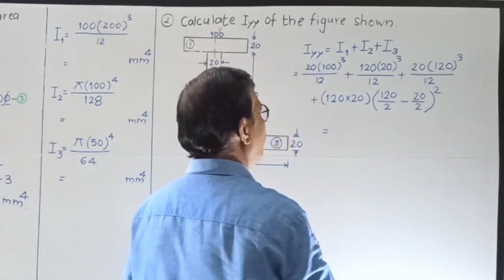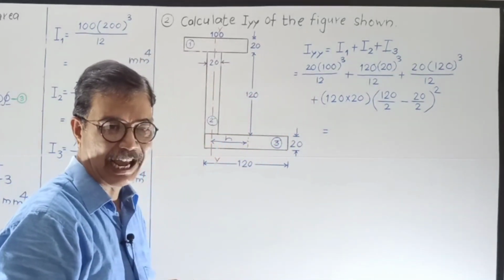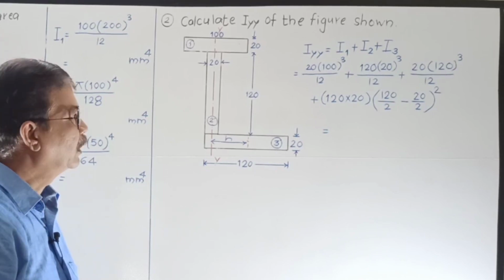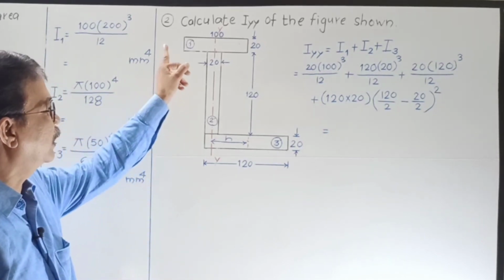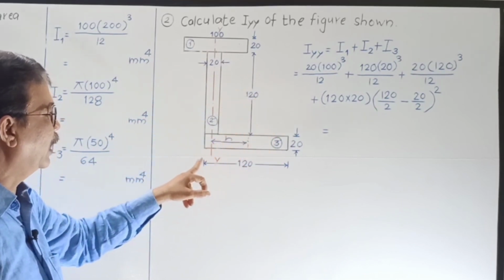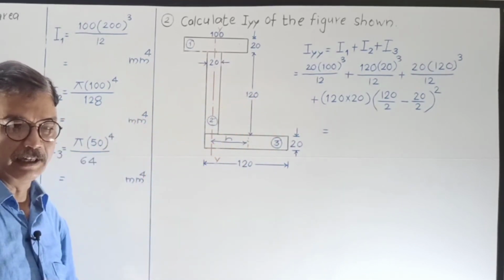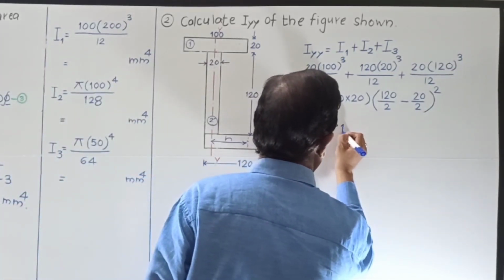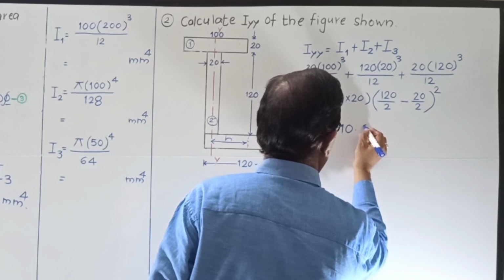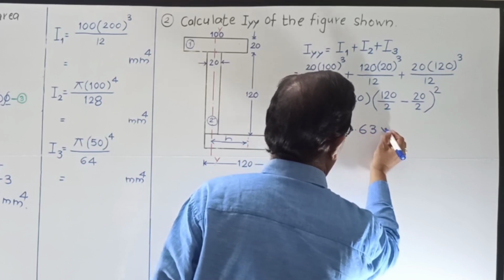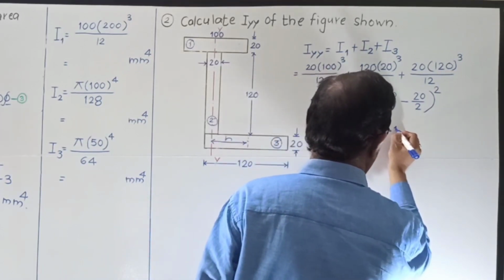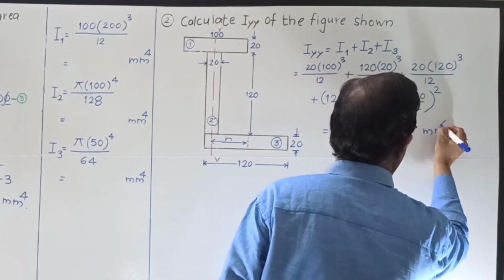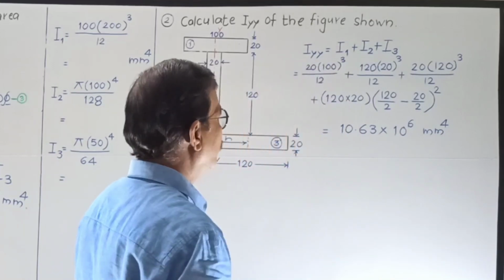In this manner, you can get the value of I_YY totally. Calculate I1, I2, I3 and add them. You will get the value of I_YY as 10.63 into 10 raised to 6 mm raised to 4. This was also a tricky problem.